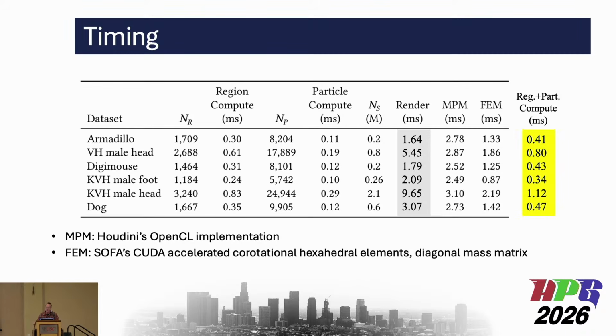These are our times compared to MPM and FEM. The capital N's are counts of regions, particles, and splats after culling. MPM and FEM times do not include rendering, so compare them to the far right yellow column, which is the sum of region and particle compute times. Render times here, while still not great, were updated after recent optimization, so they don't match what is in the paper.